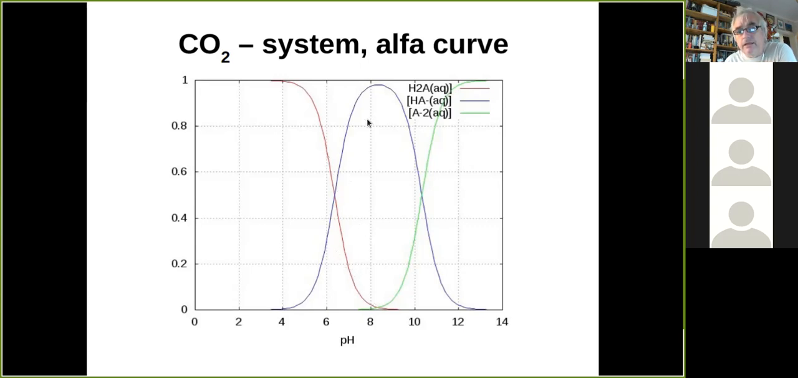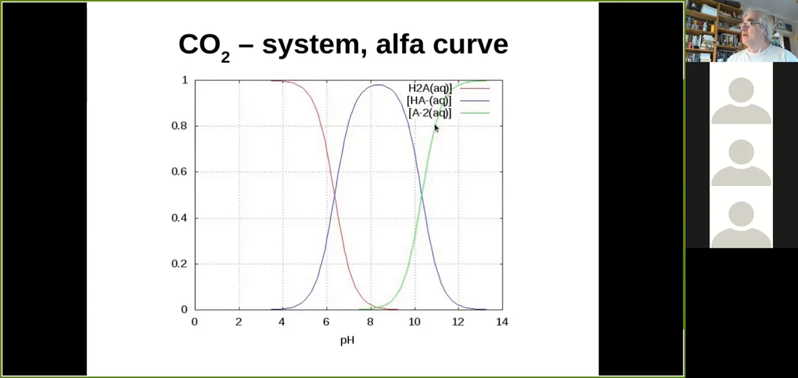And then in oceans, there is usually hydrogen carbonate, indicated here by the blue line, or HA minus. That will rise to a maximum. It won't go up all the way to 100%, but it will be quite a lot. This curve indicates the fraction of the different species: carbonic acid, hydrogen carbonate, and the green one is for the carbonate ions.